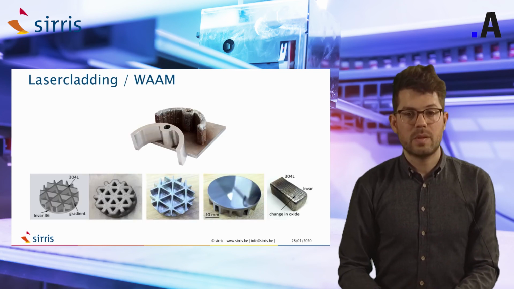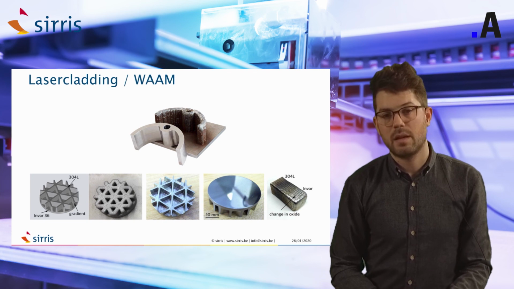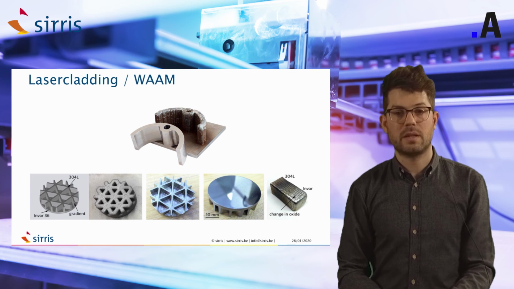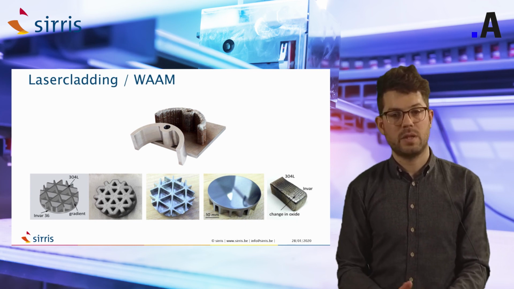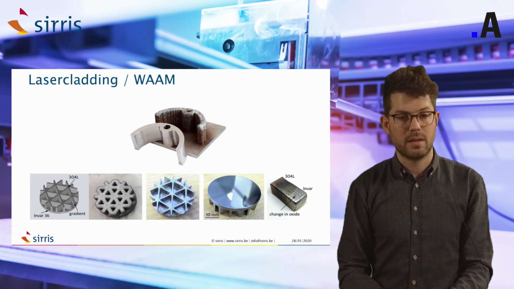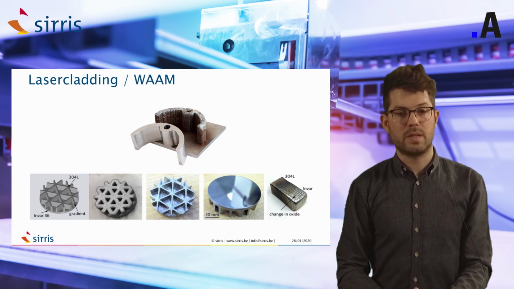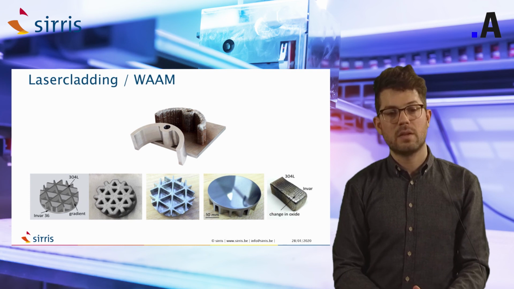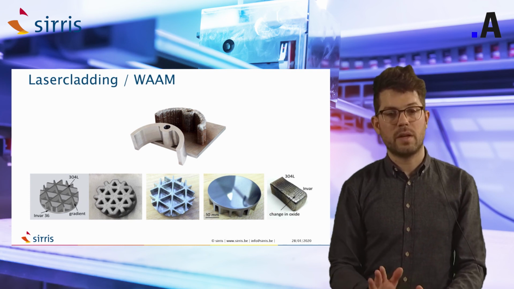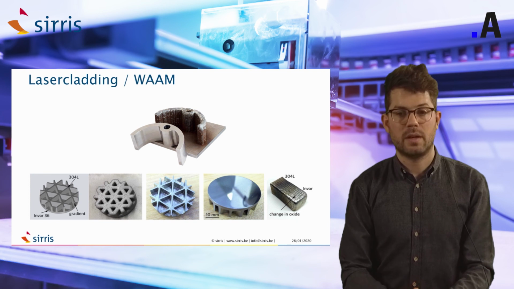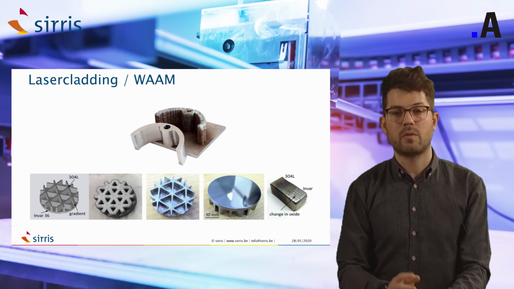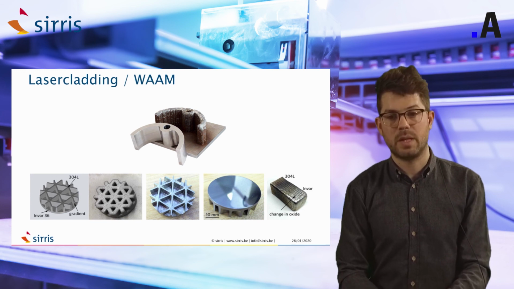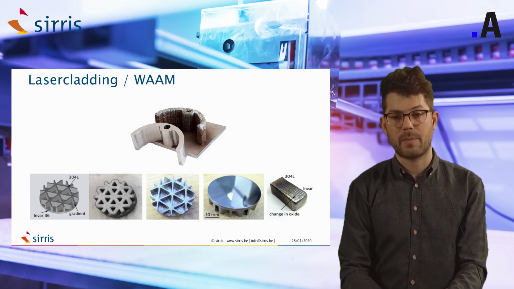Here you see some examples. On the top, you see a printed part before and after machining. So before machining, it's very rough. After machining, it looks very nice. And on the bottom, you see a part which is printed out of multiple materials. So at the bottom, we use an Invar, and at the top, we use a steel. And actually, by combining those two materials, we will have different properties within the same part.